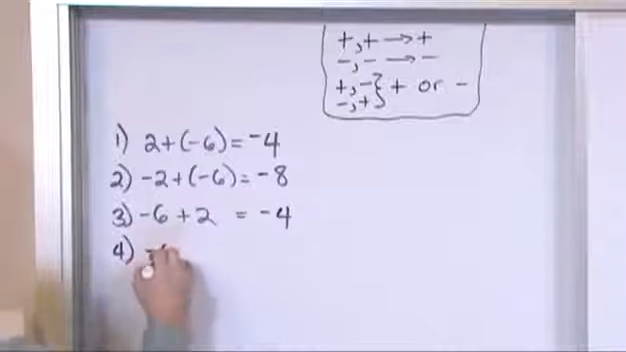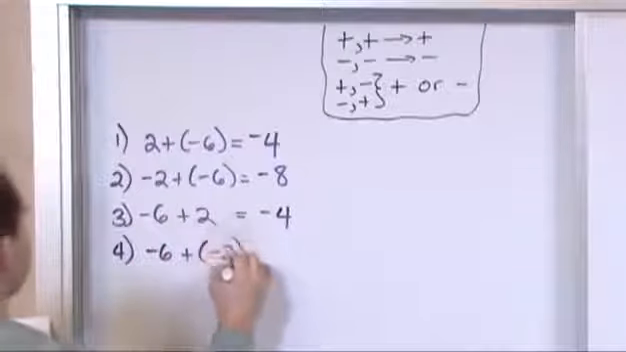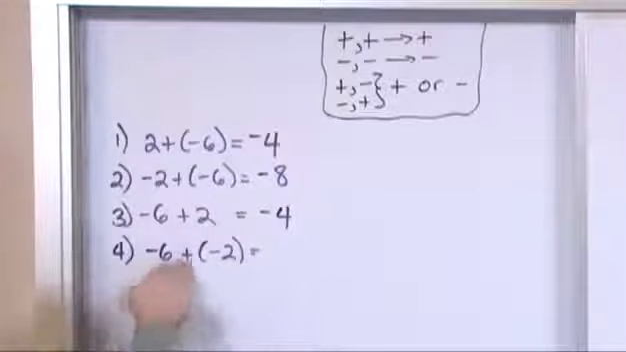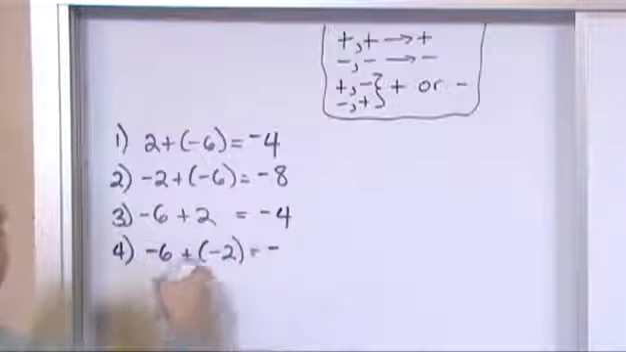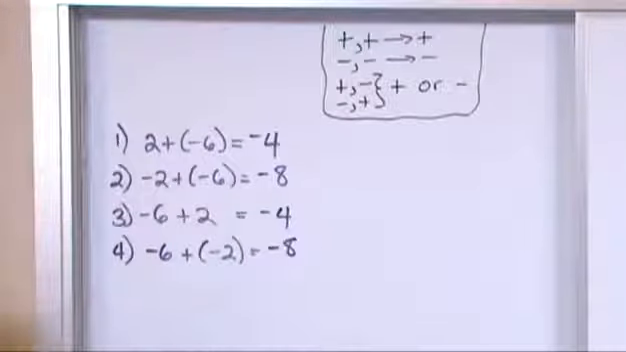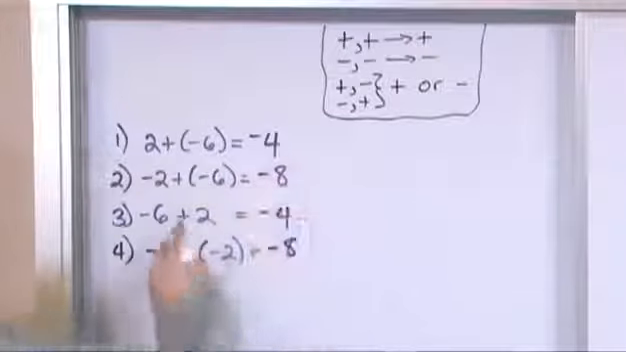Let's say I have negative 6 plus negative 2. So, again, same thing. Negative plus negative is always going to give me negative. 6 plus 2 is always going to give me 8, because when they're the same sign like that, I always add them. And again, it gives me the same answer because I just flipped the order.